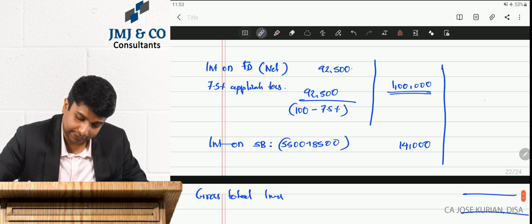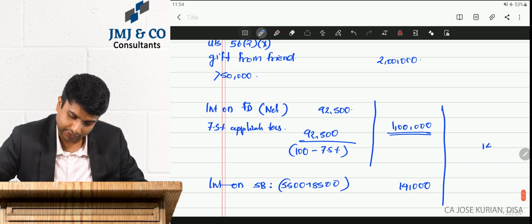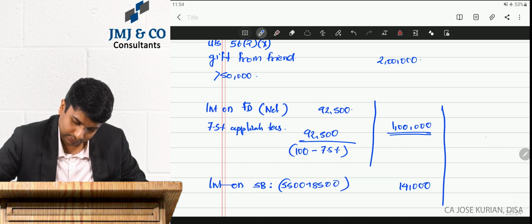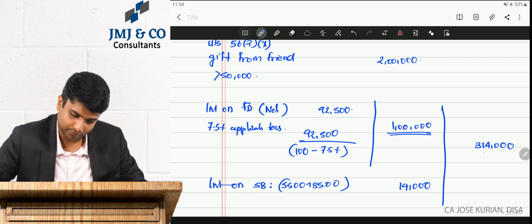Before that, we will compute the income from IFOS. That is 2 lakh plus 1 lakh plus 14,000. It is 3 lakh 14,000, right? 3 lakh 14,000 is the income from other sources.